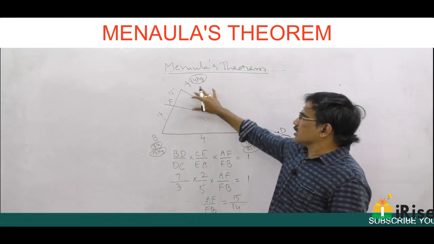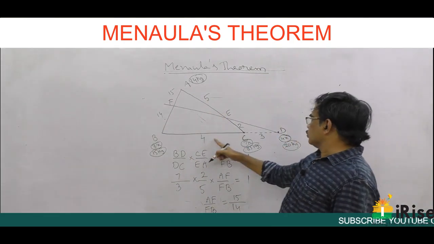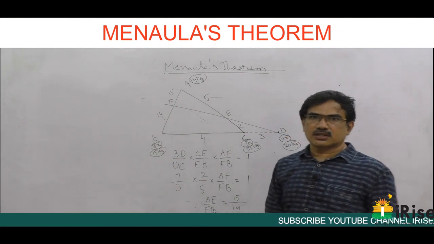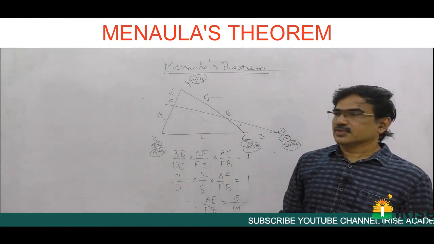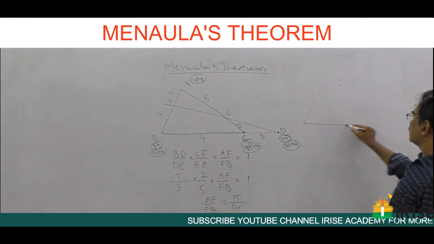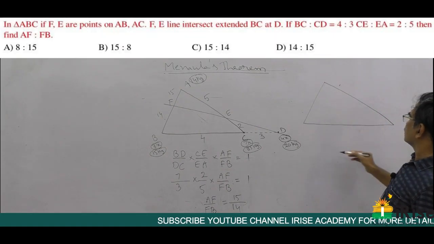So this is Menelaus's theorem. If any two ratios are given, with a single line, we can find the third ratio. Okay, so I want to give one more example. This is an example given.